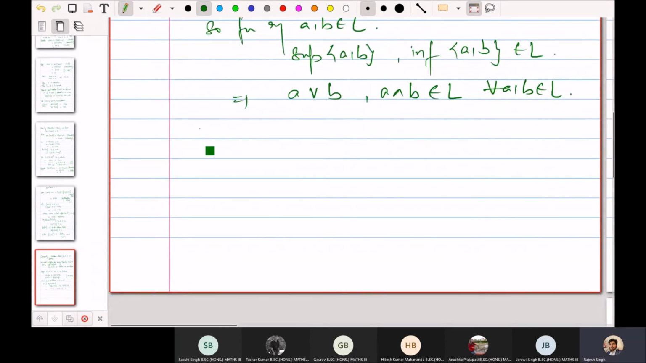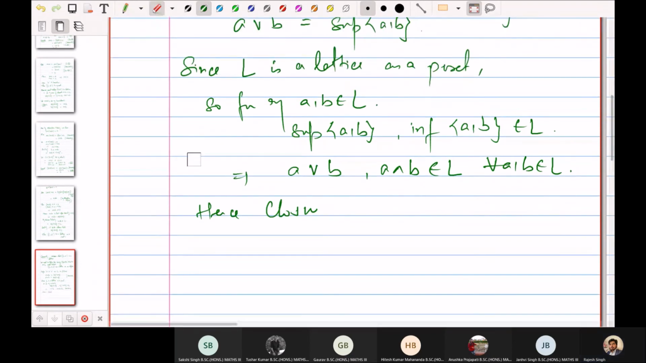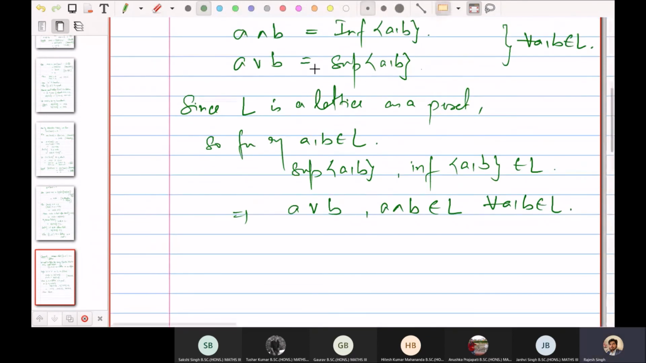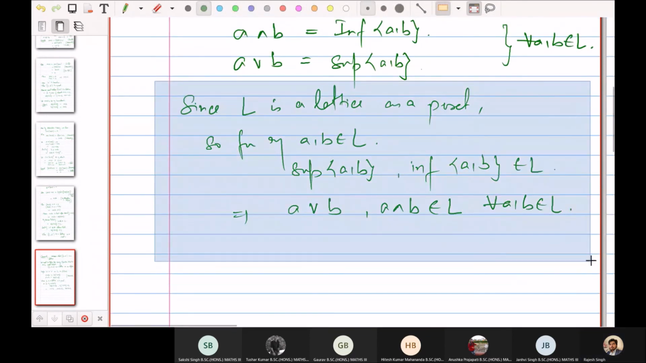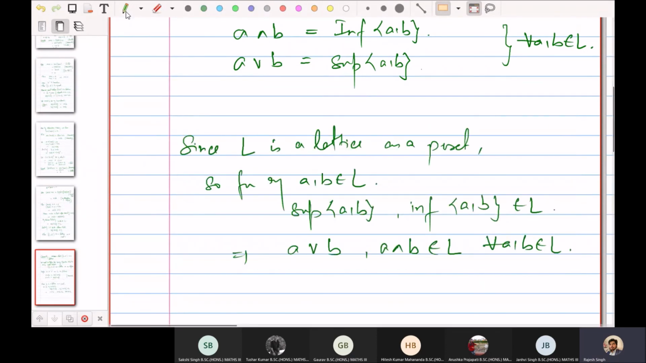So hence closure property is satisfied. ठीक है, so closure property show कर दी हमने, या ऊपर लिख लेते हैं कि हम closure property show करने जा रहे हैं, then you will understand it better. So first we are going to show closure property.